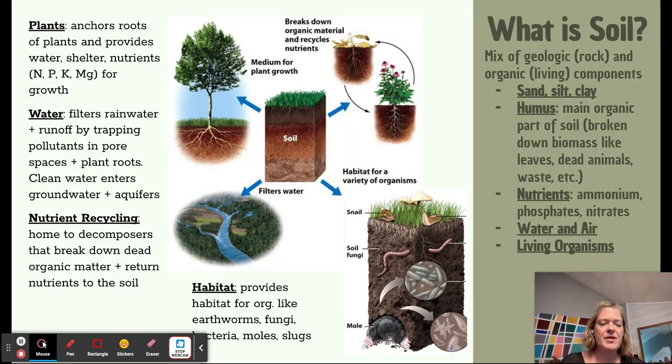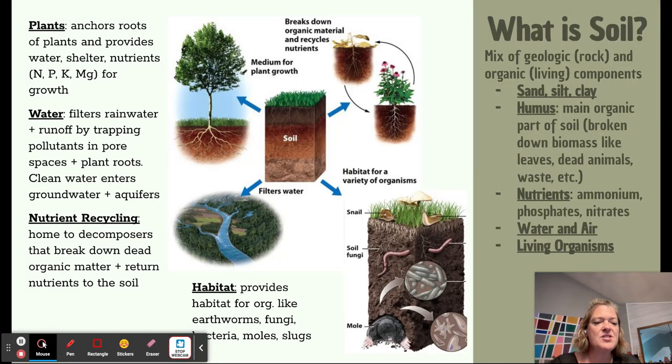And so we'll actually be looking at soil in our lab coming up here very soon. And we'll be sorting out the different types of particles in the soil so that you can actually see what those look like. Okay, so there's also humus, which is the main organic part of soil.